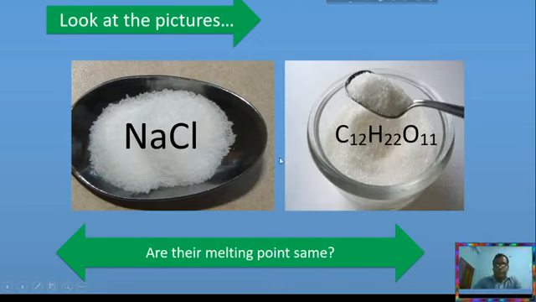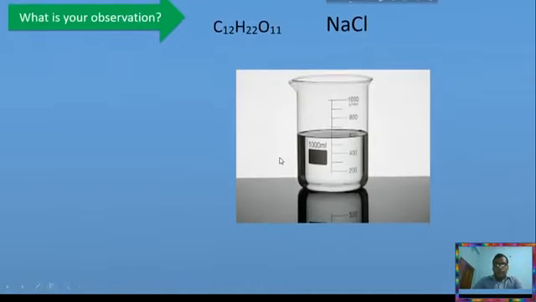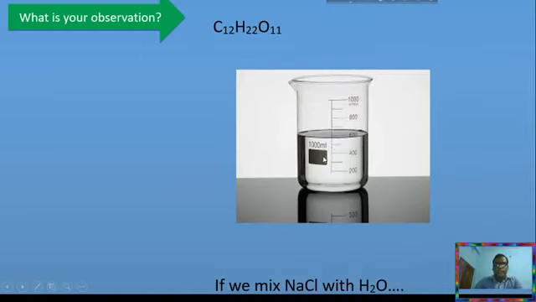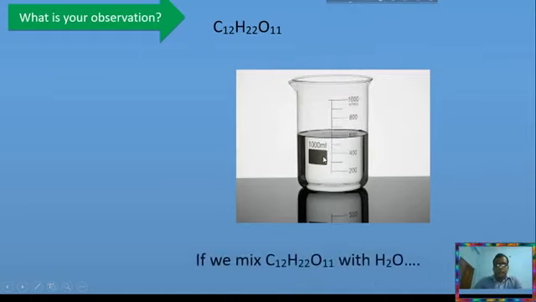So I have a lot of questions for you. Look at another picture. This is a beaker containing some water. My dear students, if we mix this sodium chloride with water, what will happen here? Yes, sodium chloride will dissolve in water and produce a sodium chloride solution. And another question: if we mix this sugar in this water, then the sugar will mix with water and produce a sugar solution. Am I right?